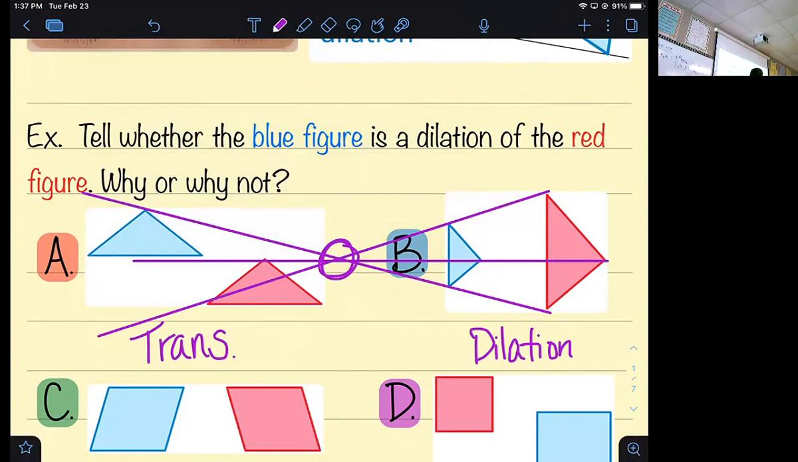So it says the blue figure is a dilation of the red figure. So the red figure was the original. They've shrunk the triangle down with respect to this point so that it's still the same shape, but smaller.